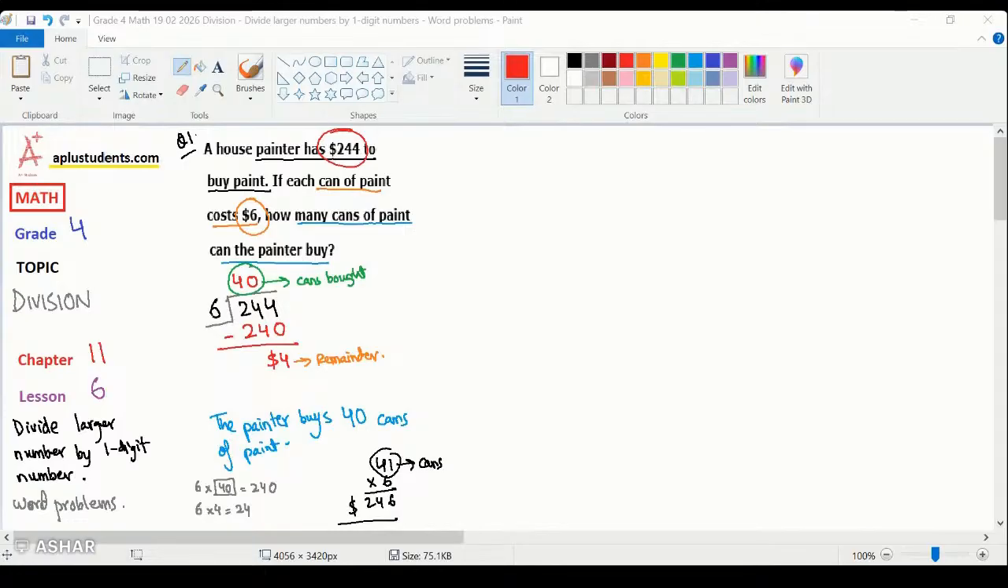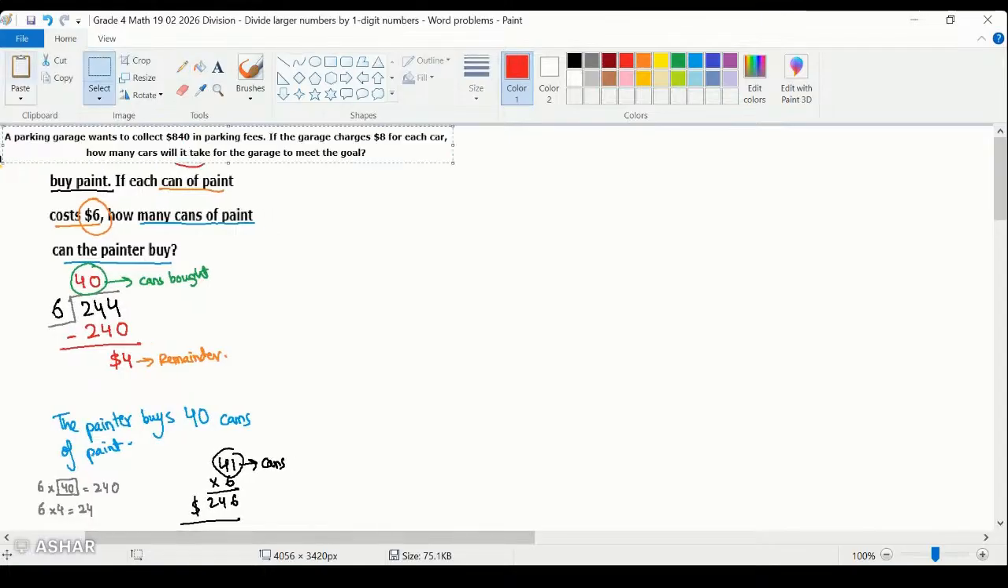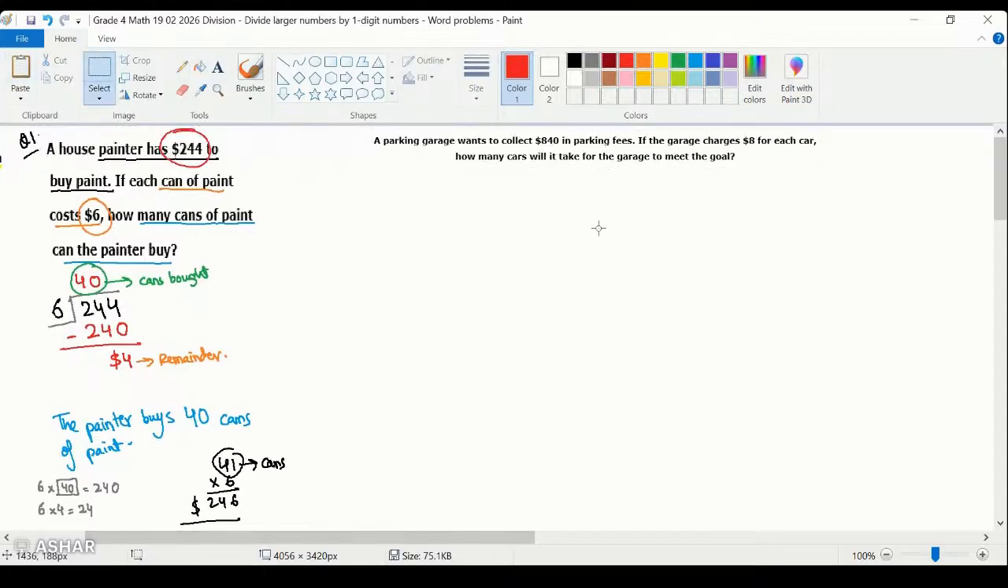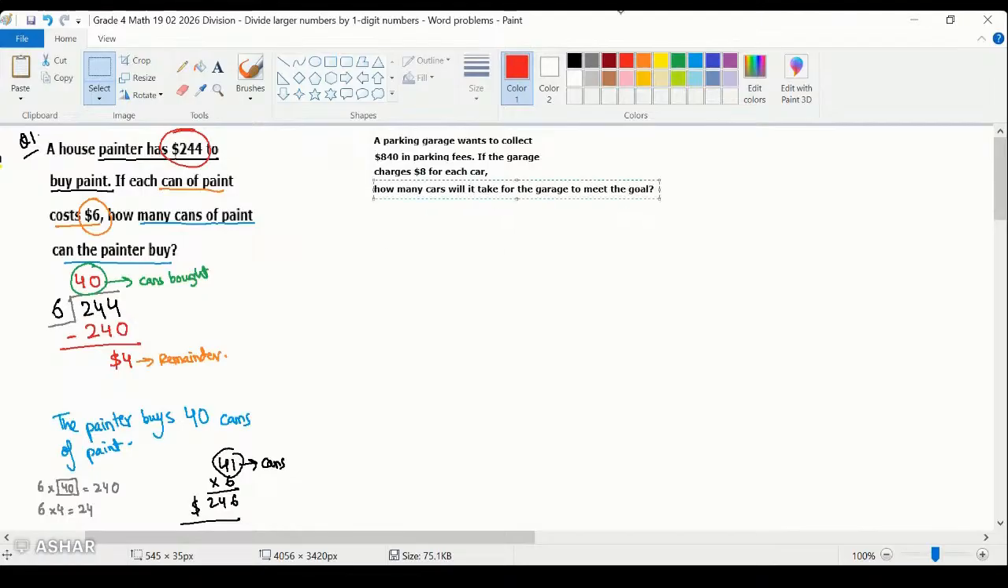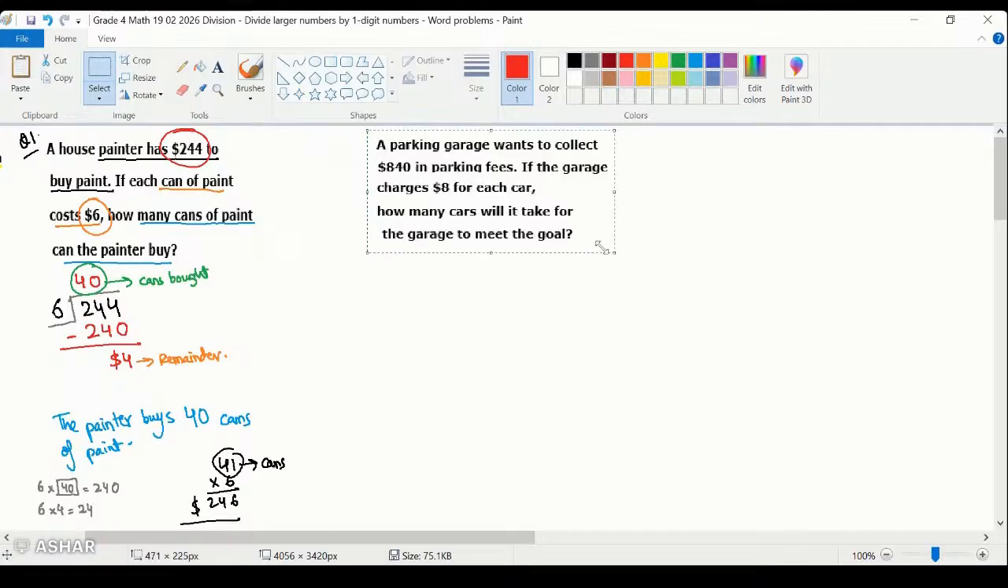The next question says a parking garage wants to collect a certain amount in parking fees. Let me just copy the question so that we have the values on the screen. The question says this information. It wants to collect $840 in parking fees. The garage charges $8 per car. How many cars will it need to park in the garage to meet the goal? I'll just realign this.